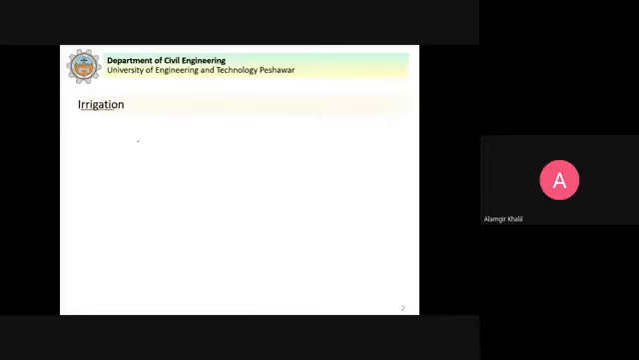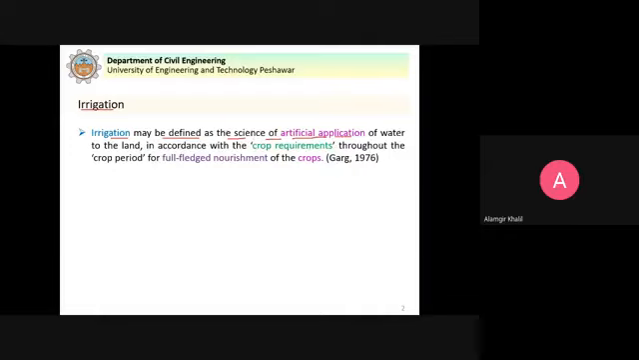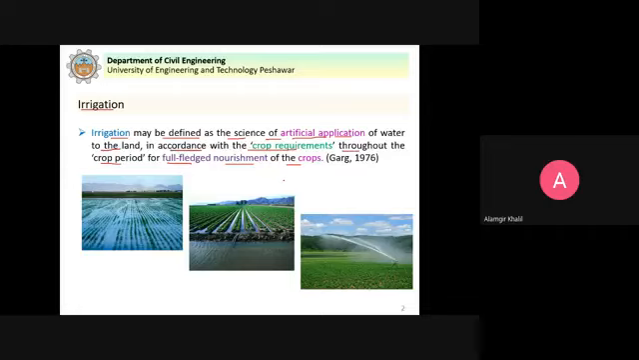Irrigation may be defined as the science of artificial application of water to the land in accordance with the crop requirements throughout the crop period for full-fledged nourishment of the crops. So as I said before, the natural way to supply water to the crops is rainfall. But since rainfall is variable and plants require a certain amount of water at fixed intervals, it's very difficult for these conditions to be fulfilled by natural rainfall. So consequently, we have to artificially supply the water to crops during the crop period.